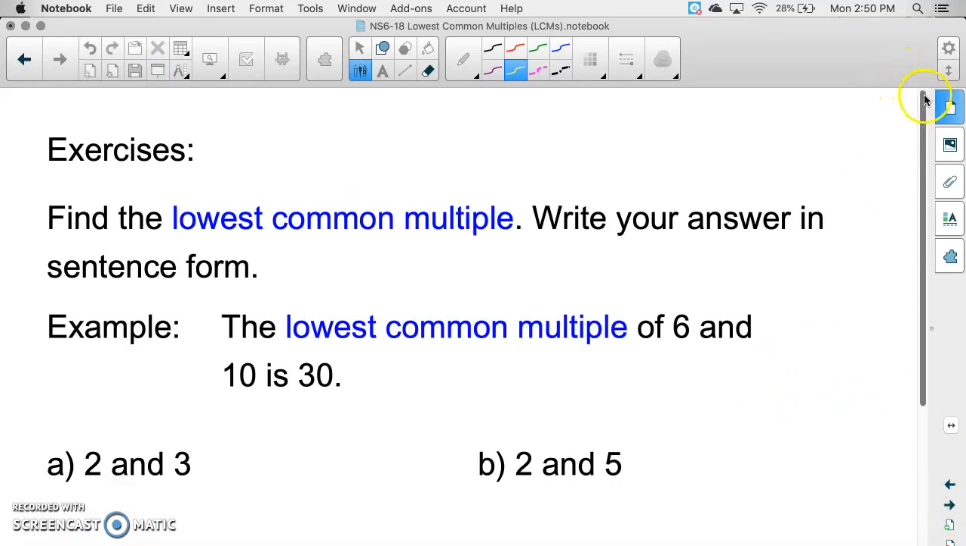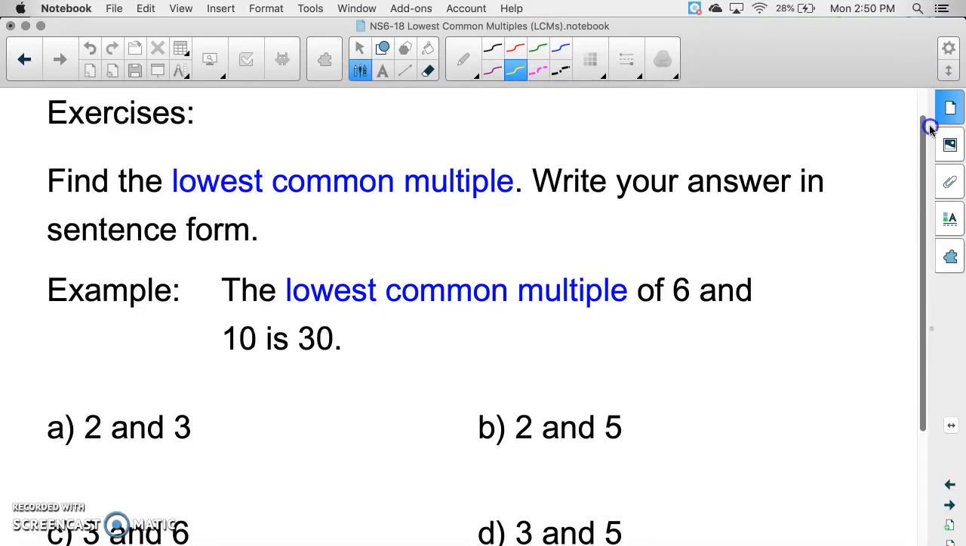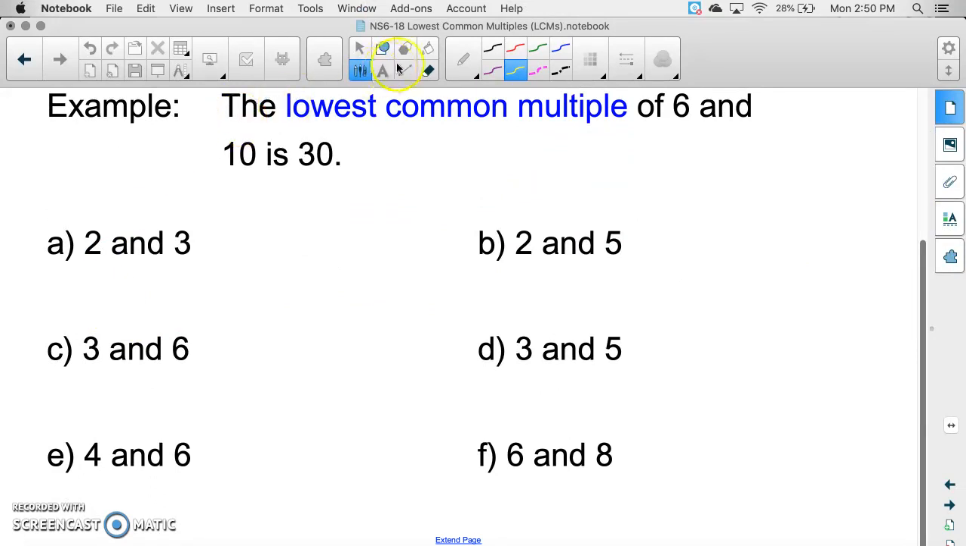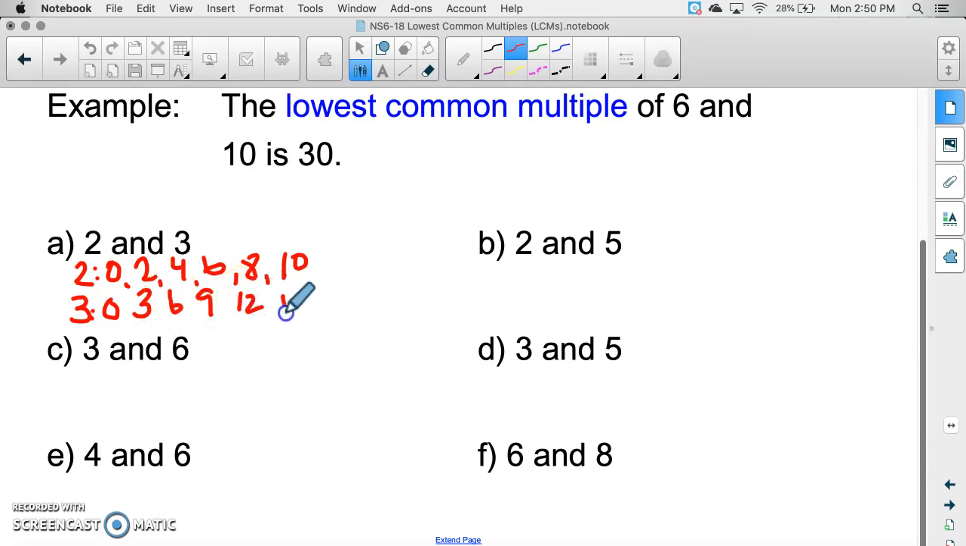So now we're going to find the lowest common multiple for the following numbers, and you're going to do these answers on your whiteboard. So you want to set it up. So for A, let's do A together. We're looking at the numbers 2 and 3. We're always going to start at 0. And we're going to go 0, 2, 4, 6, 8, 10. And I'm going to stop there. Then I'm going to line up underneath. So 0, 3, 6, 9, 12, 15.